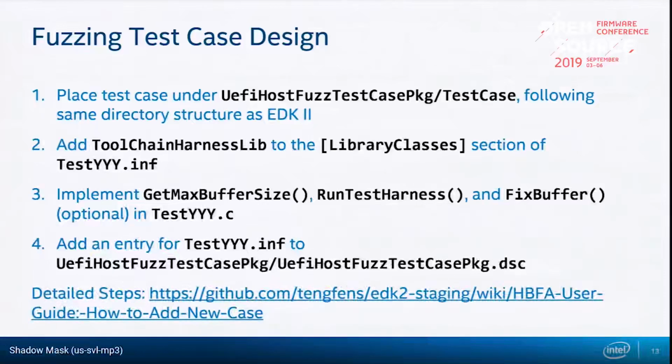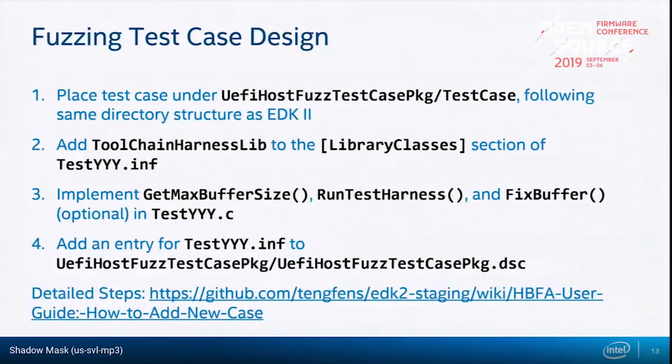So within the framework of HBFA, you have a test case folder called test case. It sits under a directory that is obviously for fuzzing. There's a toolchain harness library that goes into the library class. If you're not familiar with EDK2, we use INF files to define basically the needs and wants of the compiler for making a .EFI file that is spit out for that particular component. We're not looking at the DEC or DSC things that you need to build an entire firmware image. We're just looking at the DSC and INF files that you need to build one individual component.